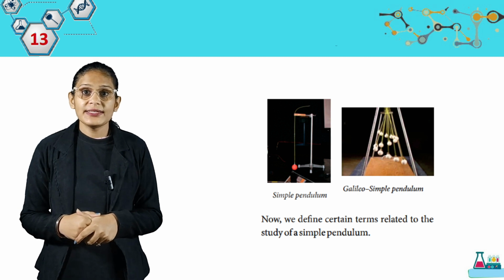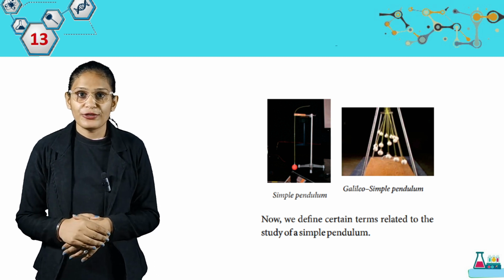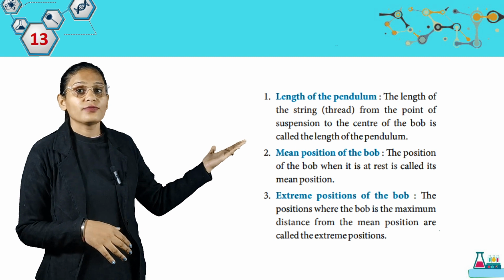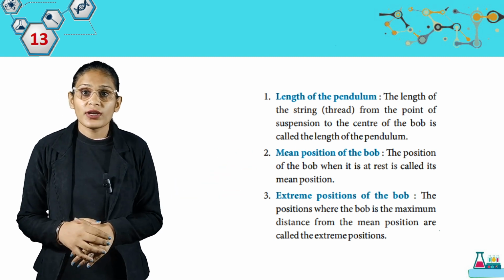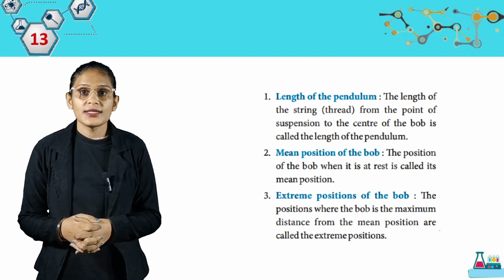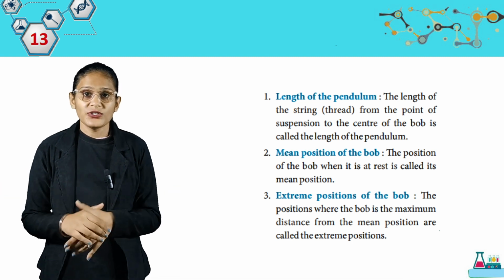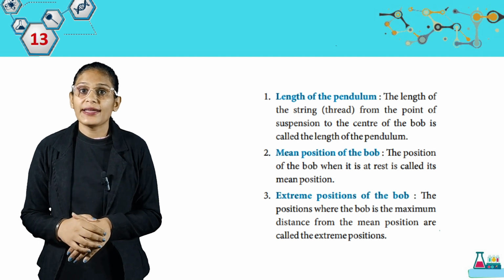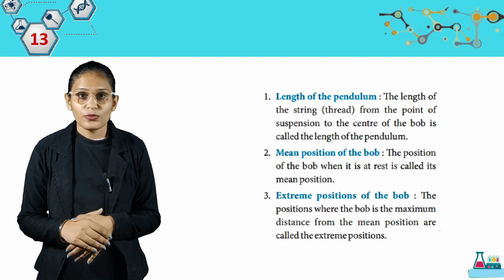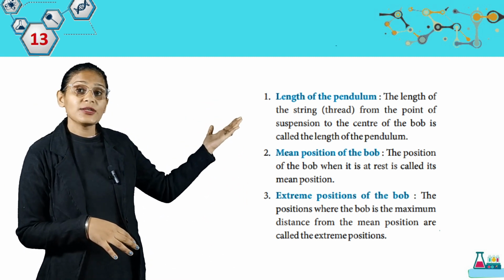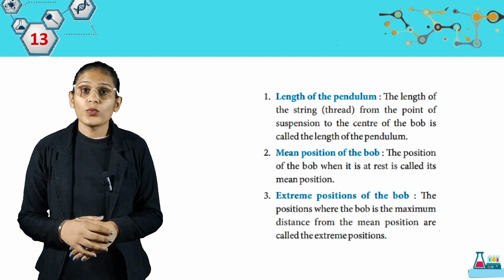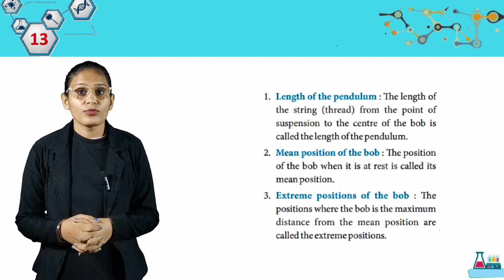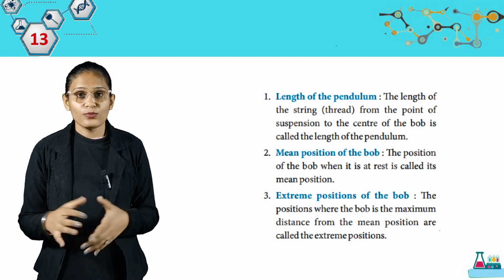Now we define certain terms related to study of simple pendulum. The first we have length of the pendulum. The length of the string thread from the point of suspension to the center of the bob is called the length of the pendulum. Then we have mean position of the bob. The position of the bob when it is at rest is called its mean position. Then we have extreme position of the bob. The position where the bob is at maximum distance from the mean position are called extreme positions.